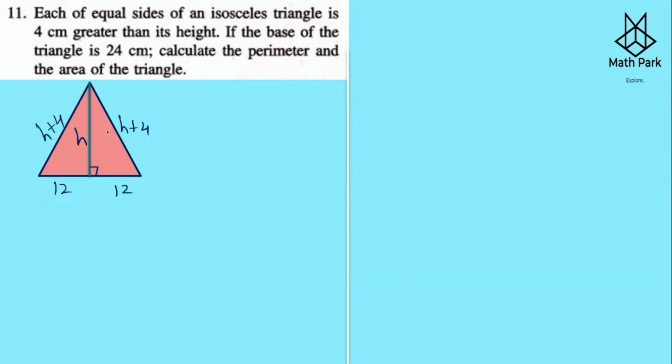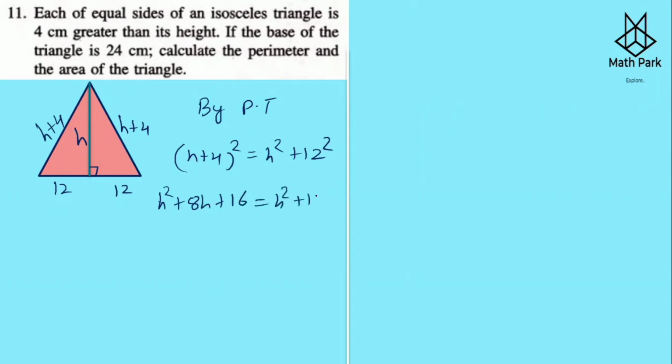So for knowing the perimeter, we need to know the value of h. So let us use the Pythagoras theorem. By Pythagoras theorem, you get h plus 4 the whole square is equal to h square plus 12 square. So h plus 4 the whole square is h square plus 4 twos are 8h plus 4 square, which is 16, is equal to h square plus 144. This h square gets cancelled. We get 8h is equal to 144 minus 16. So since this 16 moves here, you have to subtract it. So you get h is equal to 144 minus 16.